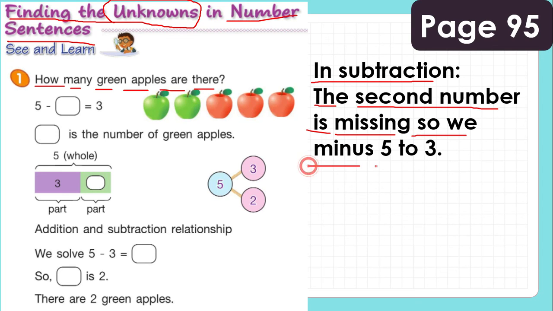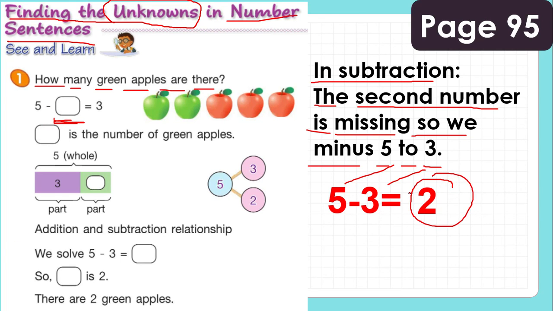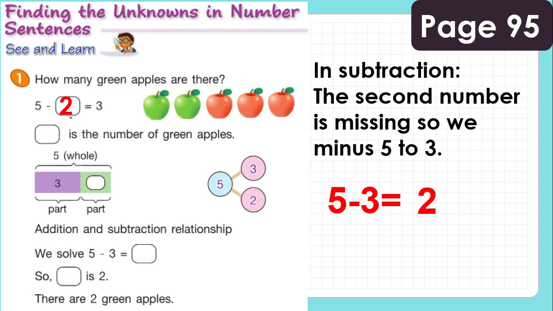So we minus 5 minus 3 equals, let's see this solution. Let's minus 5 to 3, so we will get this missing number. Okay, so 5 minus 3 equals 2. So we're going to write 2 in the box. Next, we write 2 here. So 2 is the number of green apples. So there are 2 green apples.